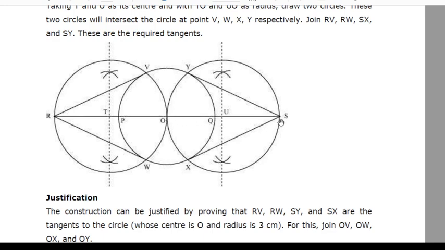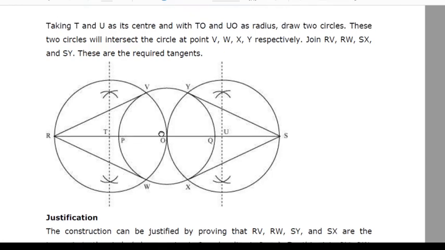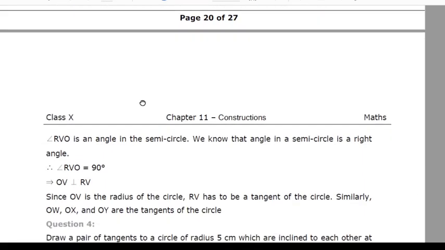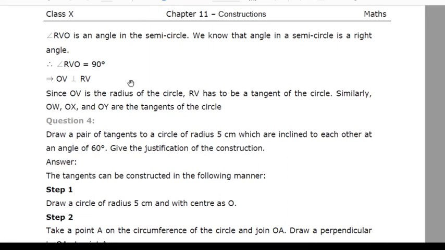Now very simple. You bisect this and draw the two circles. Then after that you will get these two tangents. Okay. Now we have to give its justification. For its justification, you join this line. This line, very simple. Now its justification is also very simple. You can say these are perpendicular and these are tangents.